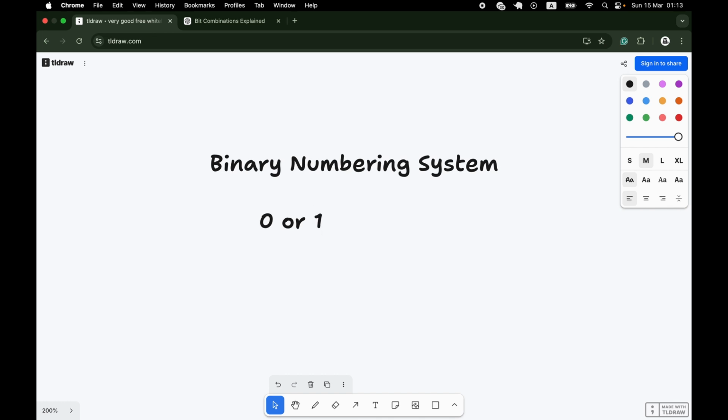If it is 0, it takes 1 bit. If it is 1, it also takes 1 bit. It's for data storage. That's why we have to understand that 8 bits are equal to 1 byte, right? We know that. Okay, so how does it happen?